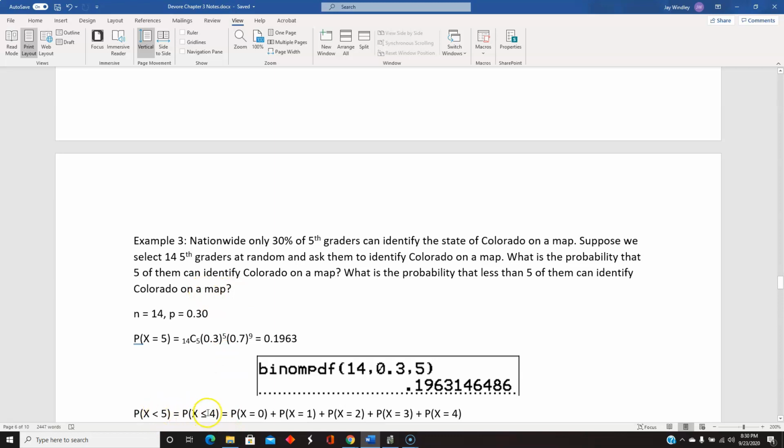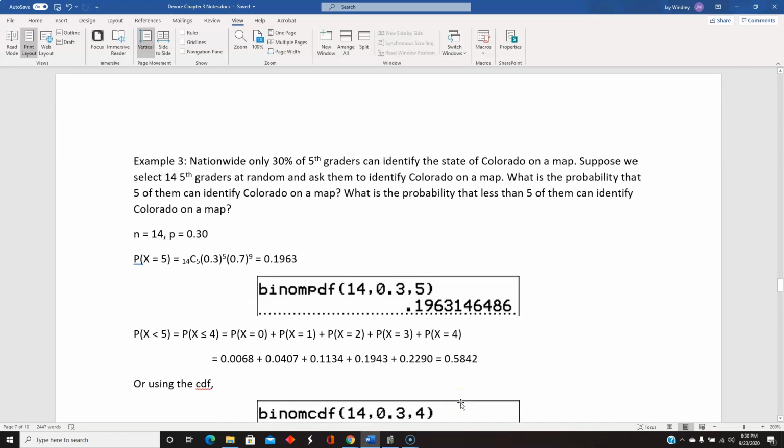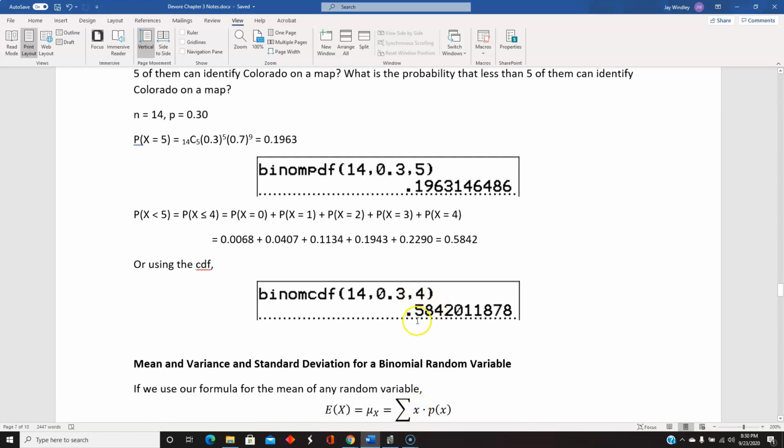Then what's the probability that less than 5 of them can identify Colorado on a map? So less than 5 means 4 and below, so 0, 1, 2, 3, and 4. We're going to find the probability of 0 successes, the probability of 1 success, and so on, and add those together. So we can use this binomial PDF function repeatedly on the calculator, or do this calculation repeatedly and get all of those probabilities and add them together. Or if you use the CDF on the calculator, 14 trials, probability of success is 0.3, and add up all the probability up to and including 4, and you get this same 0.584 number that we got right here.